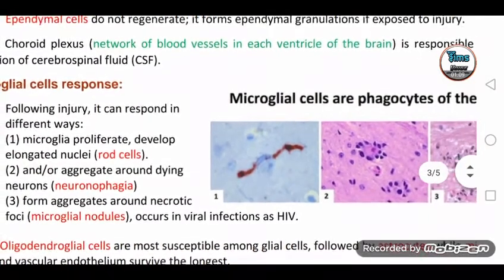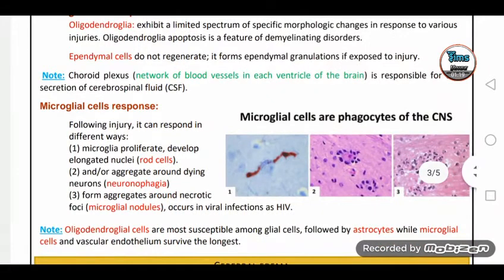Number 2, and/or aggregate around dying neurons. So basically, the microglial cells can respond in one of these ways, or two of them, or all of them. Okay, so it may proliferate and develop elongated nuclei only, and it can do that as well as aggregating around the dying neurons.